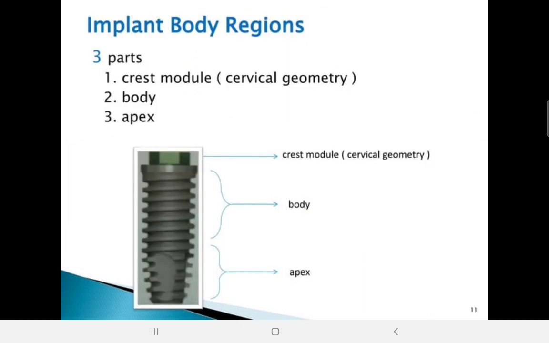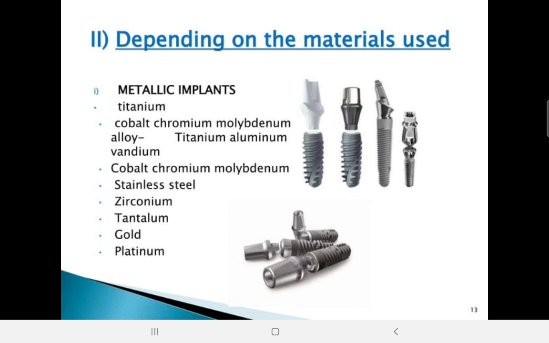The implant body has three regions. That is the crest module, over which the abutment sits, and the body and apex. So there are three parts of an implant: crest module, body, apex. The second type of classification is depending on the type of material which is used. It can be either metallic or it can be non-metallic.